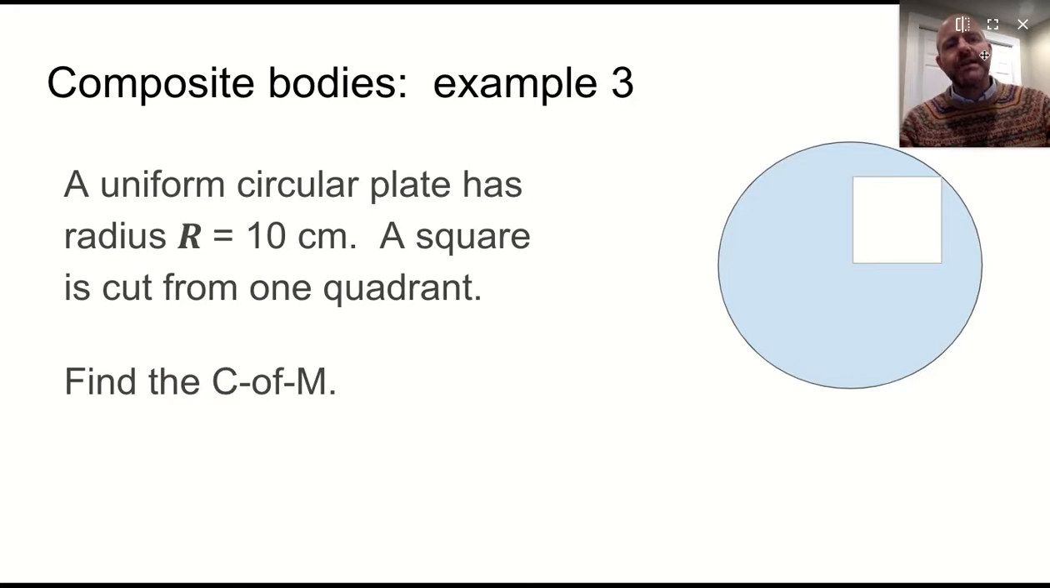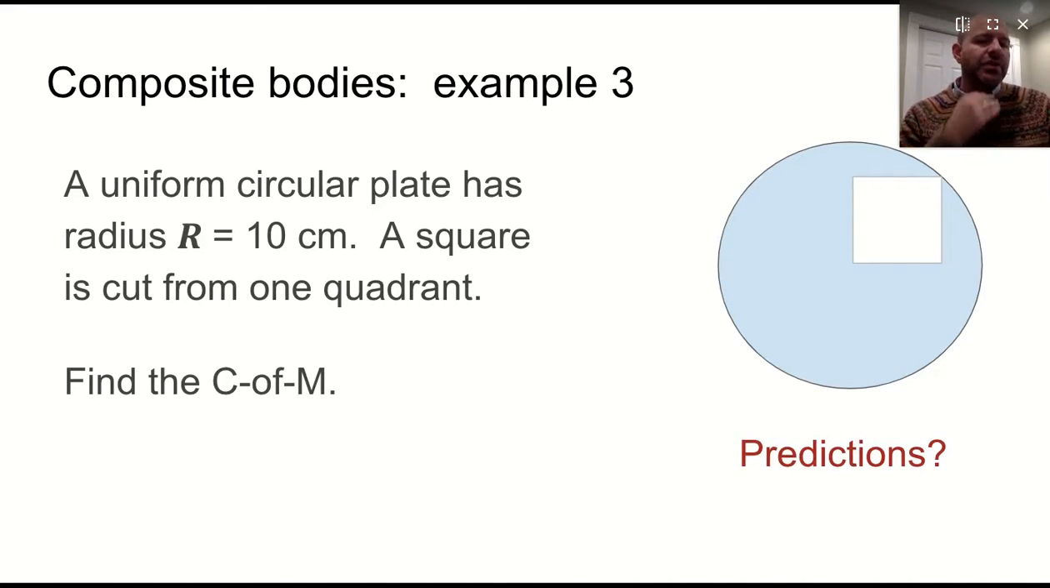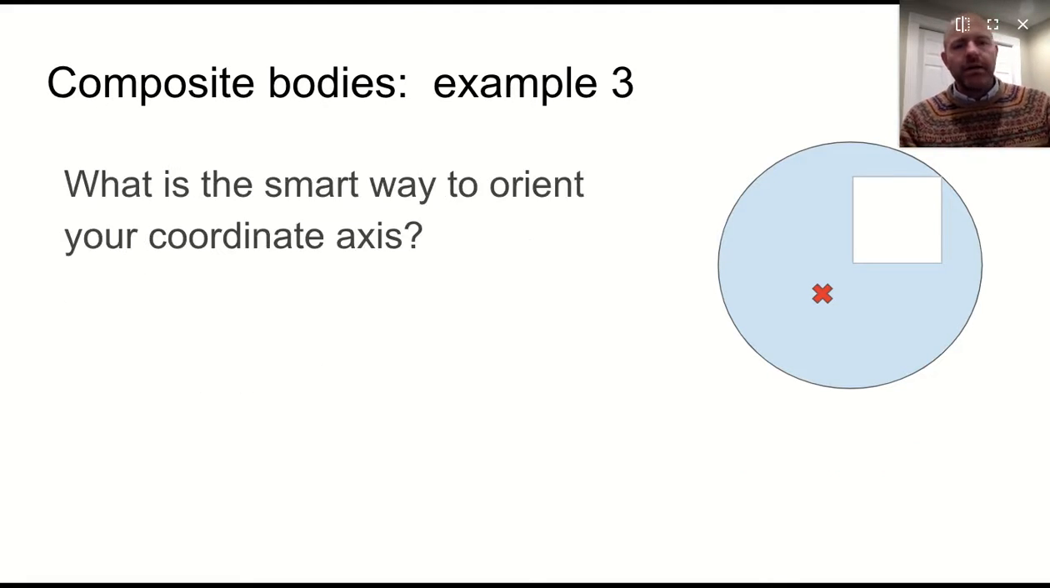Here's another one that's kind of interesting, and this is how I'll finish up. If you have a uniform circular plate and then you cut a rectangle, or in this case, sorry, a square, out of it, where is the center of mass? Well, it might not be immediately obvious, but it's reasonable to say it's somewhere over here, near where this X is. It's going to be moved away from the center of the circle because we've taken mass out in the upper right-hand quadrant.